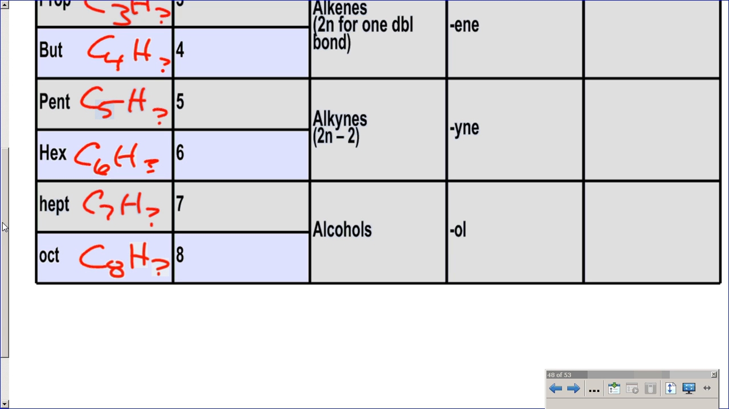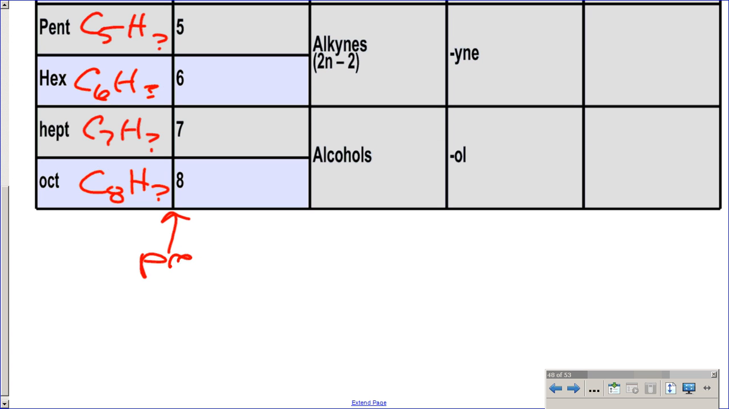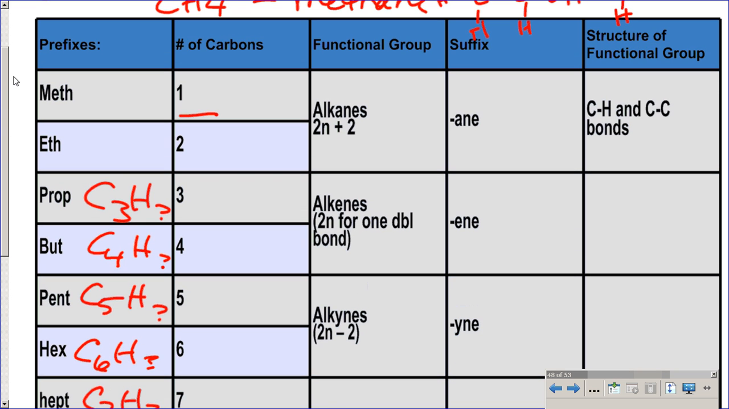Okay, now the certain number of H's. You've heard me say octane, pentane, pentene, octene, ethene, ethane. So the first part of the name, the prefix, tells you the number of carbons. The last part of it, like ane, ene, yne, ol, means what's attached to it. How many H's are attached to it?